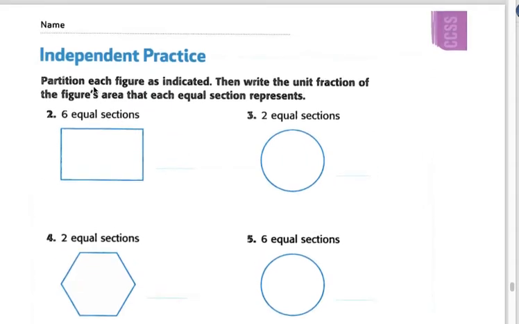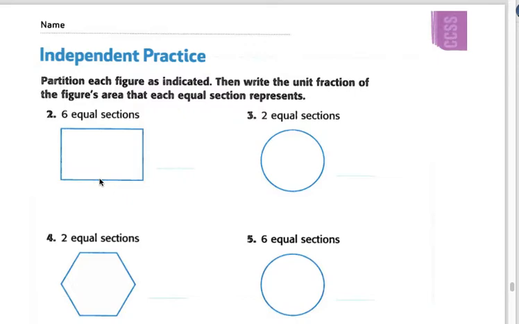So the first one says 6 equal sections. And then it also wants us to write the fraction that each section represents, and we'll do that as well. Now, when we did the hexagon, it was a little bit different. We divided it across this way, but we're going to do this one differently since this is a rectangle. What I'd like you to do is draw a line straight down the middle from top to bottom.